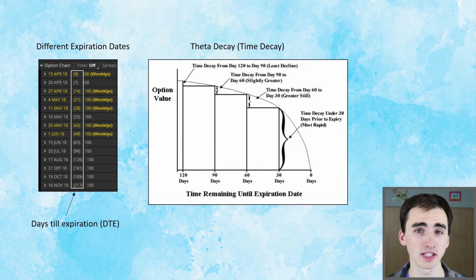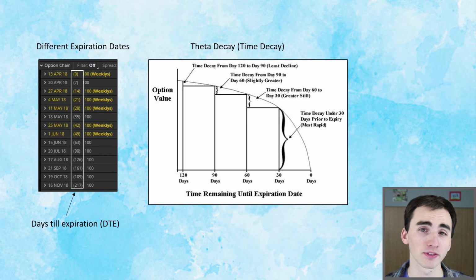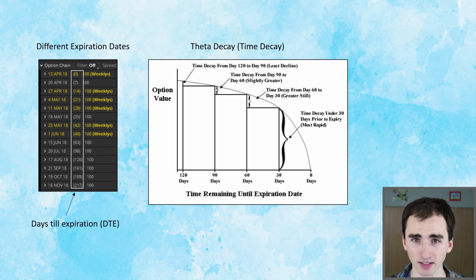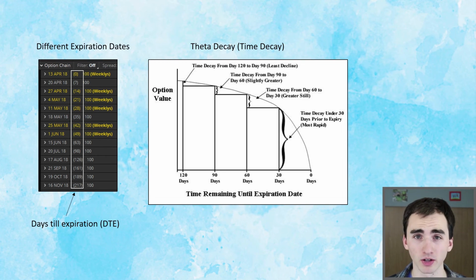And in options, this time decay is called theta decay. An easy way to remember this is T for time, T for theta. All theta decay is, is a number that shows you how much money the option loses every day. So for example, if you have a 30-day option, the theta might be $5. And so if you had a $100 option, that option would lose $5 every day.